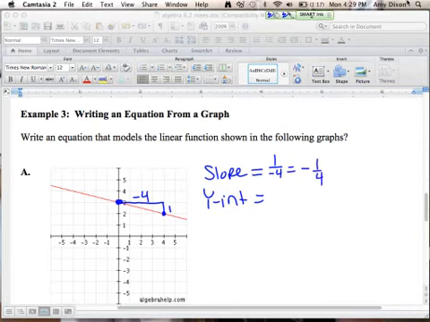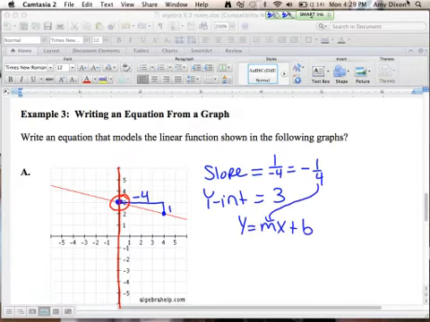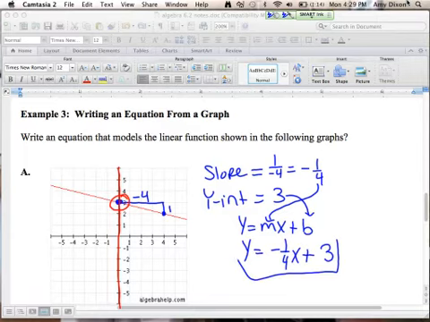Okay, now our y-intercept, to be able to figure that out, we have to look at where the line crosses the vertical axis. We need to find out where it crosses. And it crosses at 3, so our y-intercept is 3. So now we can put those into our equation, y equals mx plus b, where negative 1/4 is our m, and the y-intercept is 3, so we do y equals negative 1/4 x plus 3. And this is the equation to that line.